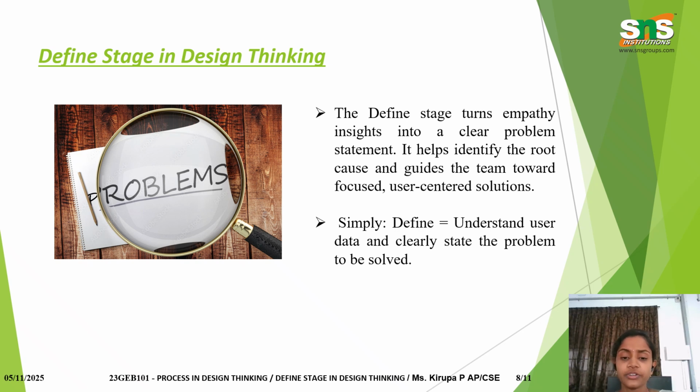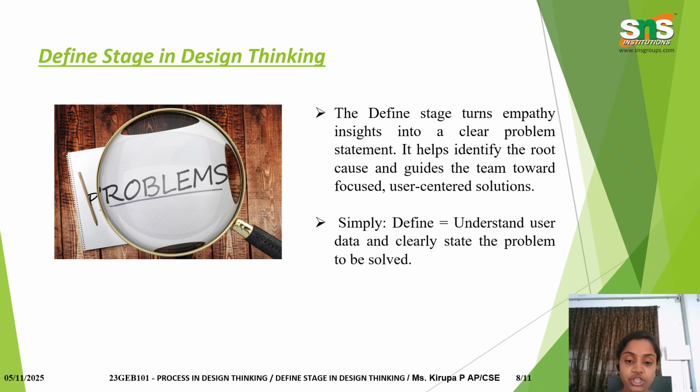What is the purpose of the Define stage? Here we have to identify the real problem, not just the cause or the symptoms. Narrow broad observations into a focused challenge. Ensure the problem is user-centered. That is the main concept of our basic design thinking. And provide direction for the Ideate stage. The next stage is Ideate, so we have to provide a perfect direction to it. What are the key activities here?